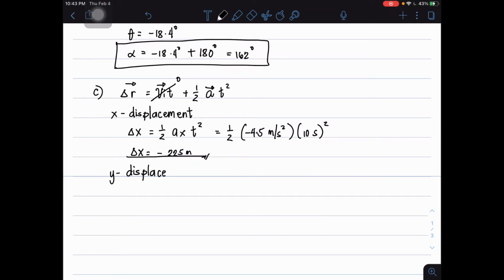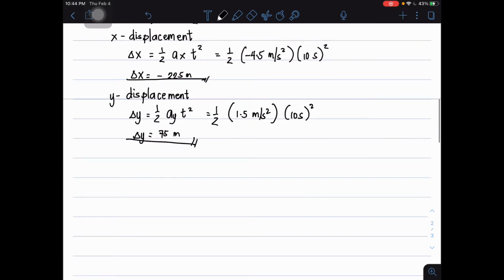And for the y displacement, delta y is equal to 1/2. We're going to be using the y component of the acceleration now. So we have 1/2 and then positive 1.5 meters per second squared times 10 seconds raised to the second power. Therefore, delta y is equivalent to 75 meters. So we already have the x and y components of the displacement. Therefore, the displacement is equivalent to negative 225 i hat plus 75 j hat meters.